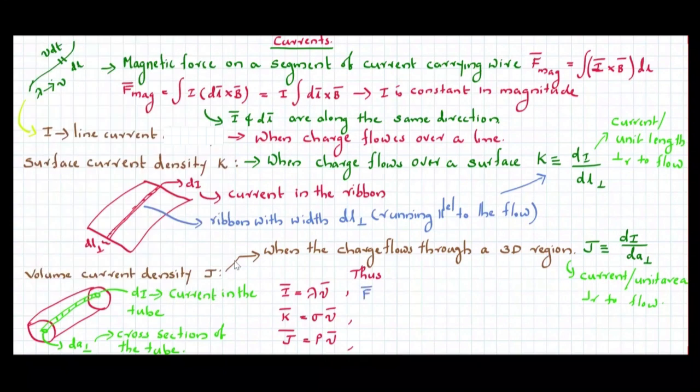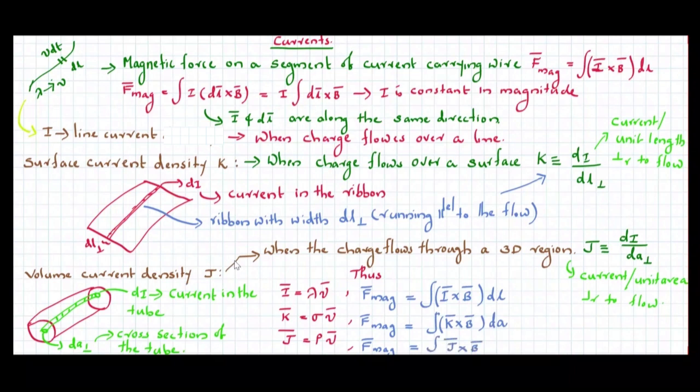Now let us calculate the magnetic force in the case of line current, surface current and volume current. The magnetic force on the line current is nothing but integral I cross B dl. We have already seen it. In the same way, the magnetic force on the surface current is integral K cross B dA, and the magnetic force on the volume current is nothing but integral J cross B d tau.